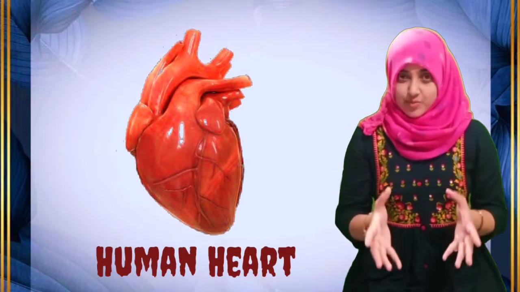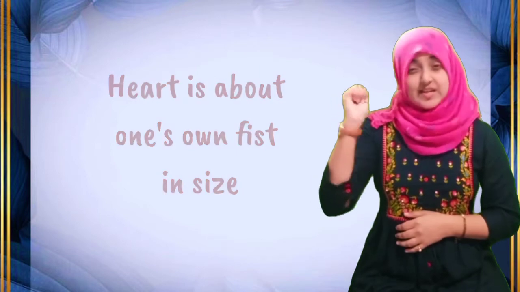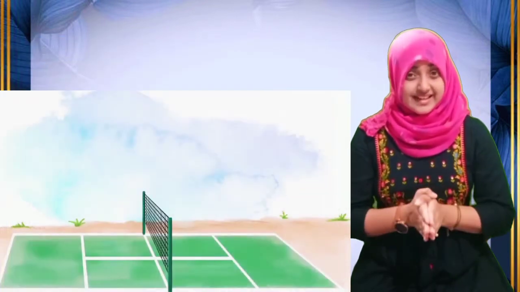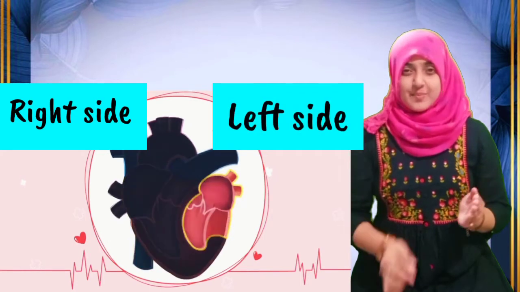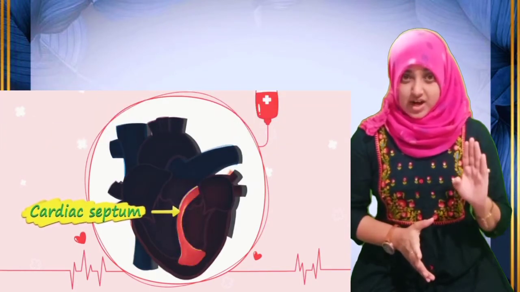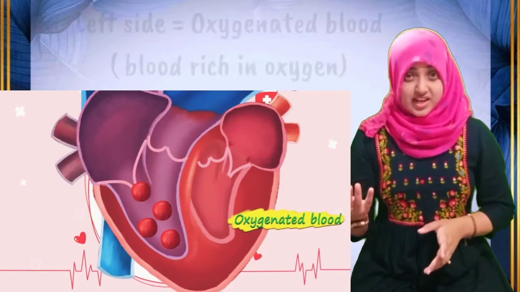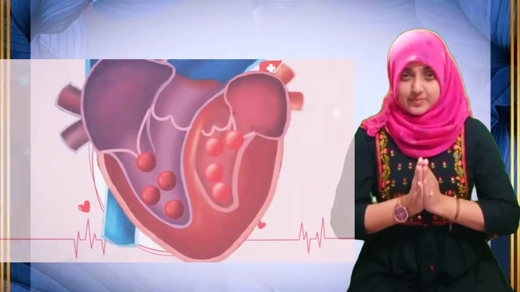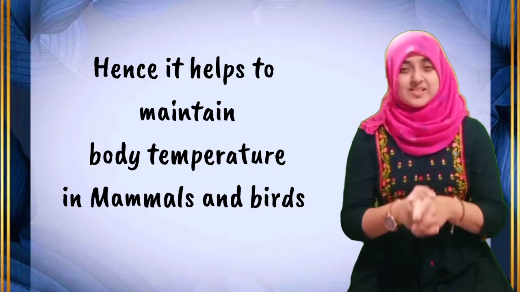Now, just like other organs of a body, the heart also works hard 24/7. Its size is about one's own fist. It is located between the lungs, slightly tilted towards the left. Now, just like the tennis net divides a tennis court into two parts, our heart is also divided into the right side and left side by a cardiac septum. So the right side of the heart is filled with the deoxygenated blood, that is, blood rich in carbon dioxide, and the left side of the heart is filled with the oxygenated blood, the blood rich in oxygen. So this cardiac septum prevents the oxygenated blood and deoxygenated blood from mixing. Hence, it is very useful for maintaining the body temperature in organisms like mammals and birds.